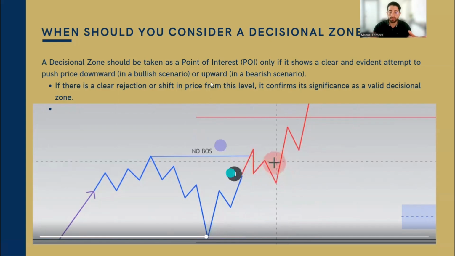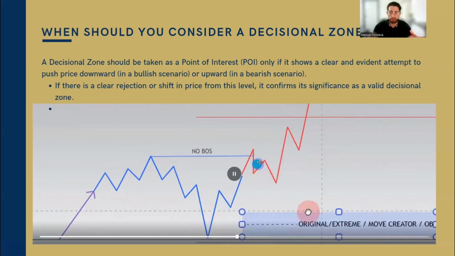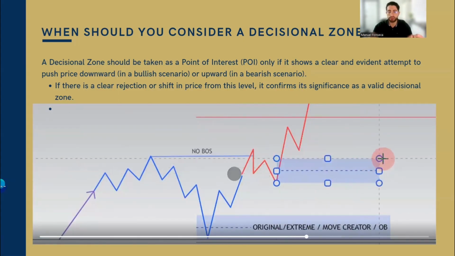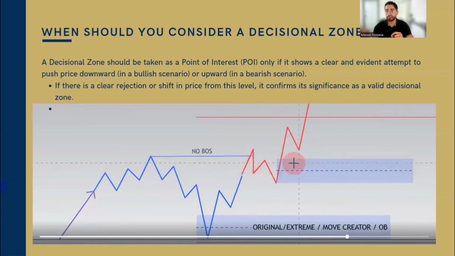In this example, the attempt of going down is very clear. So it enters this zone, goes down, has a significant attempt of going down or reaction, and then it can push up. Okay, so this will be the decisional zone. This is how we determine, all right, I can consider this order block, I can consider this imbalance as a decisional zone. And then we can move on, right? So this is super important. This is how we validate a correct decisional zone.